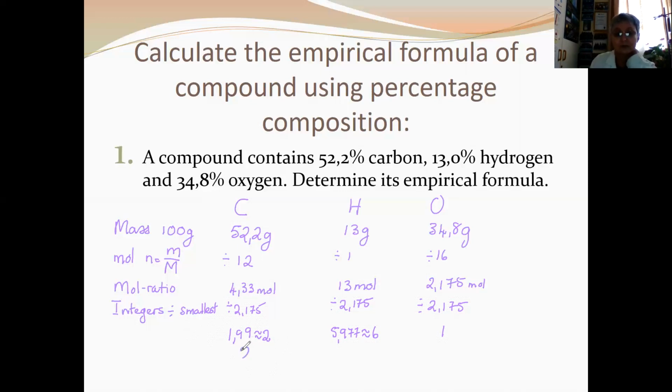So the ratio in which carbon has joined to hydrogen has joined to oxygen is 2 to 6 to 1. So the empirical formula is C2H6O. Right? We're going to go to the next example, and you'll see there is a pattern that we follow.